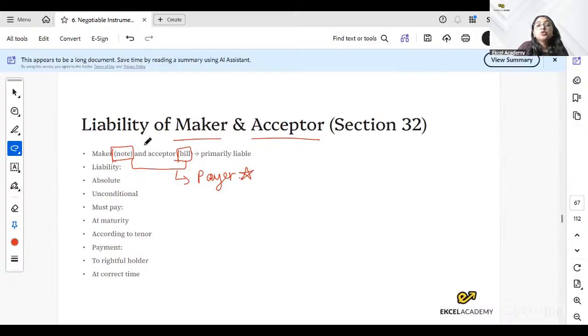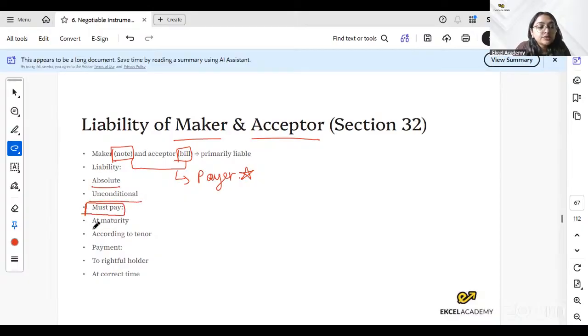In a promissory note, if I am making a note, I am promising someone to pay a certain sum of money. So I become the payer. In a bill of exchange, A is ordering B to pay C. So B is the payer, and B needs to accept, right? So please make sure you understand that the maker of a note and the acceptor of a bill are both going to be payers of that negotiable instrument. Your liability is absolute and unconditional.